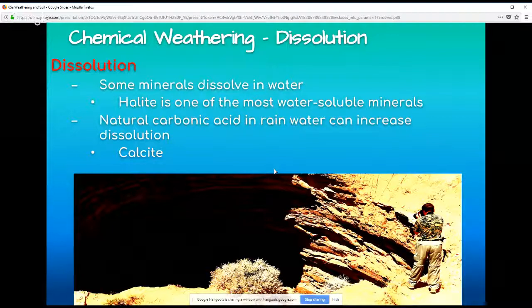Other things that can dissolve readily, like pictured below, is this large hole from the dissolution of the mineral gypsum in the reef area.